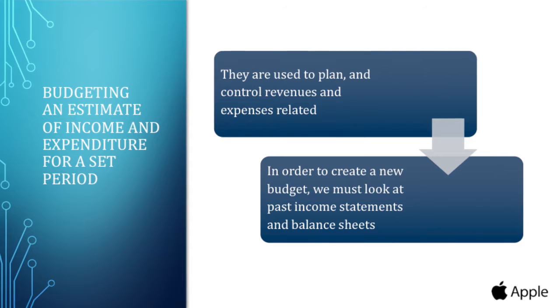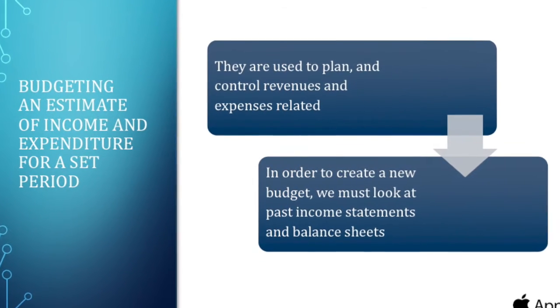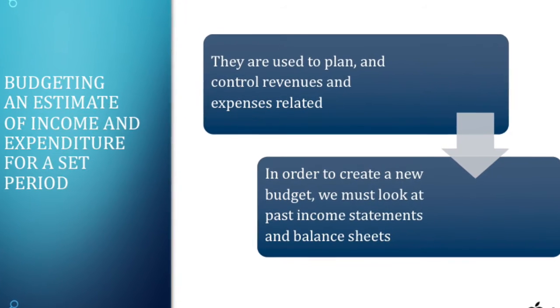A budget is an estimate of income and expenditure for a set period of time. They are used to plan and control revenues and expenses. In order to create a new budget, we must look at past income statements and balance sheets. Therefore, a master budget is the comprehensive planning document for the entire organization. It consists of all supportive budgets needed to create the company's budgeted financial statements.